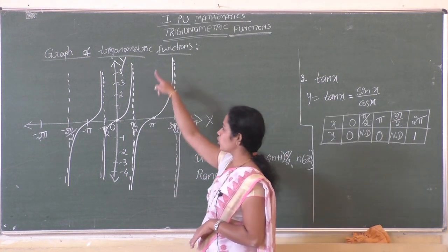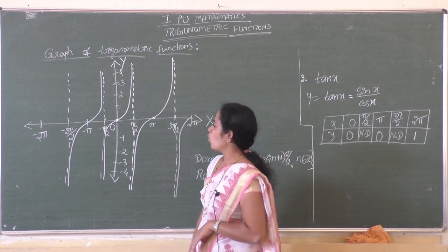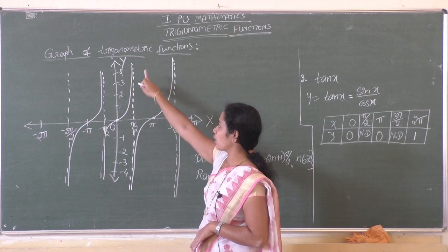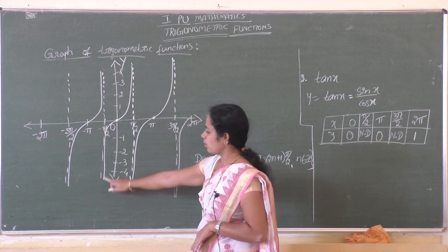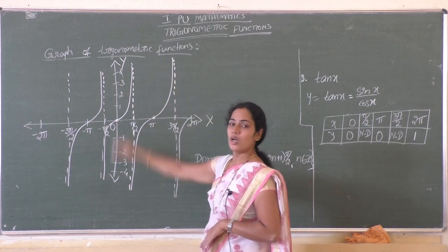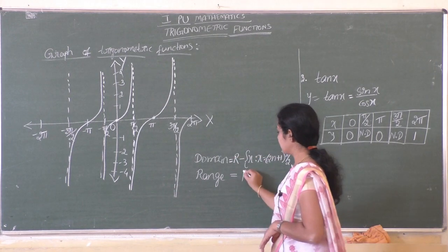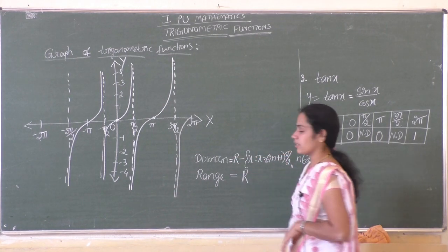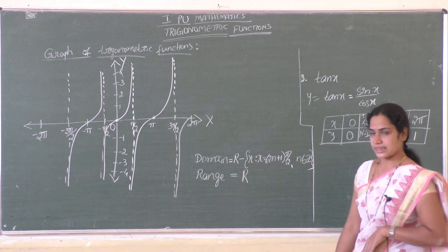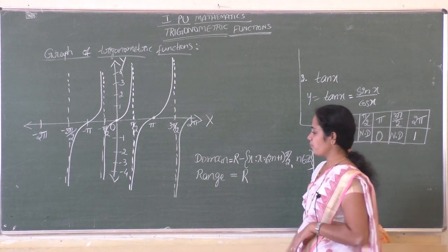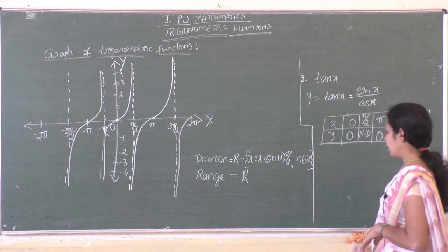What is the range of the function? Range means we have to see the y-axis. On the y-axis, see where the values go from and to. Here minus infinity to plus infinity, that is the same as the set of all real numbers. Okay, this is the graph of tan x.